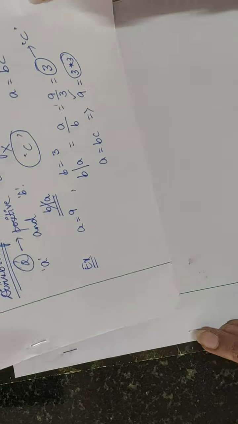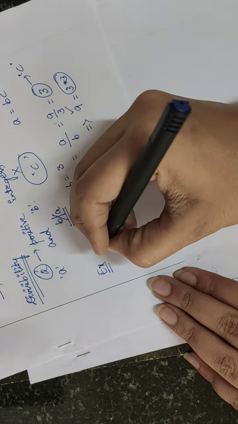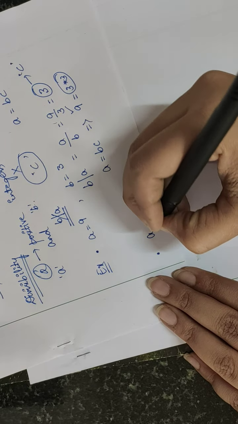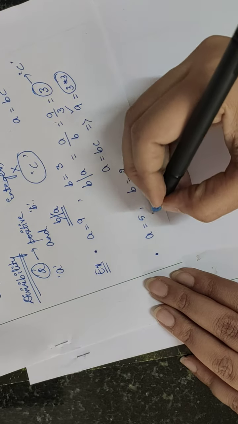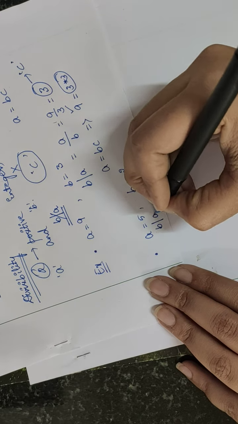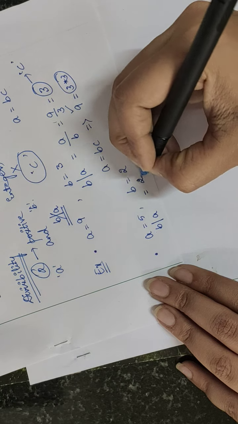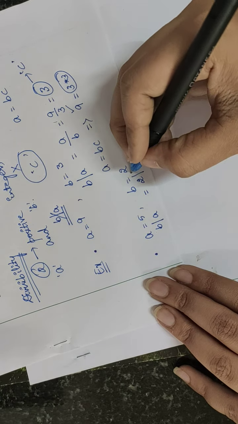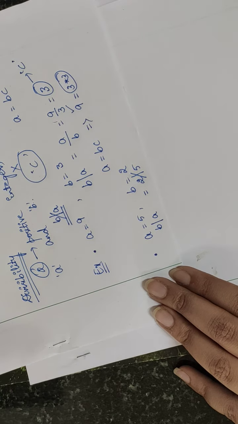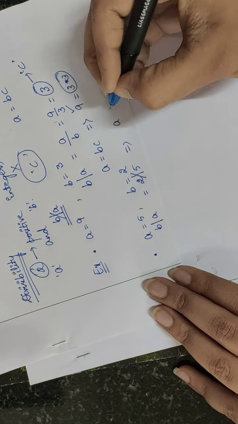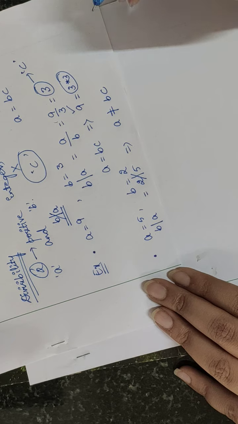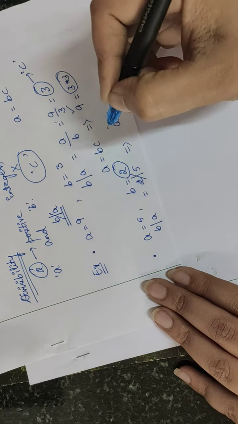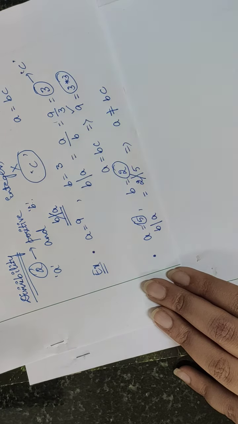Similarly, let us consider one more example. If a is equal to 5 and b is equal to 2, then for b divides a, you have to write 2 divides 5. But we know that 2 does not divide 5. That means a is not equal to bc. So here I can say that 2 is not a divisor of 5.